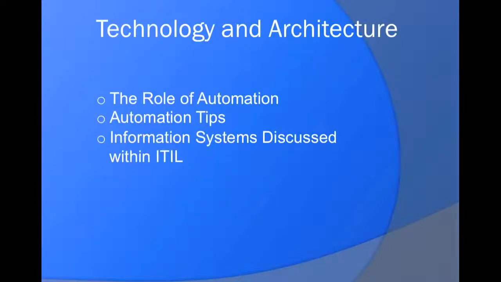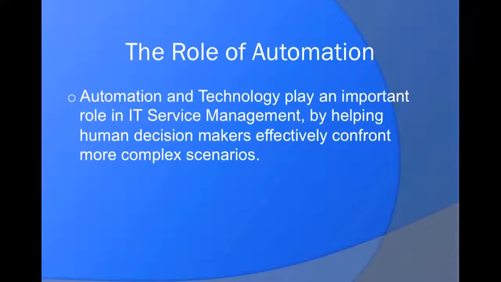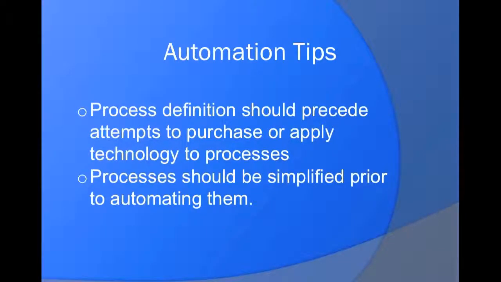Another continual service improvement process is technology and architecture. There are 3 concepts within this process. The first one is the role of automation. Second is automation tips, and the third is information systems discussed within ITIL. So what is the role of automation? Basically, it plays an important role in IT service management. This is by helping human decision makers effectively confront more complex scenarios. Automation tips: the definition is to precede attempts to purchase or apply technology to processes. Processes should be simplified prior to automating them.